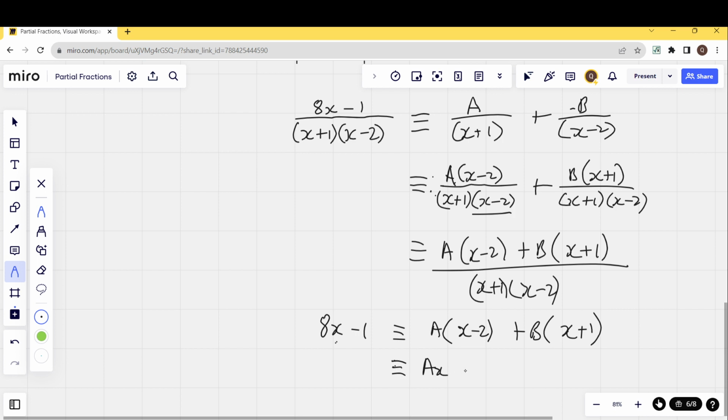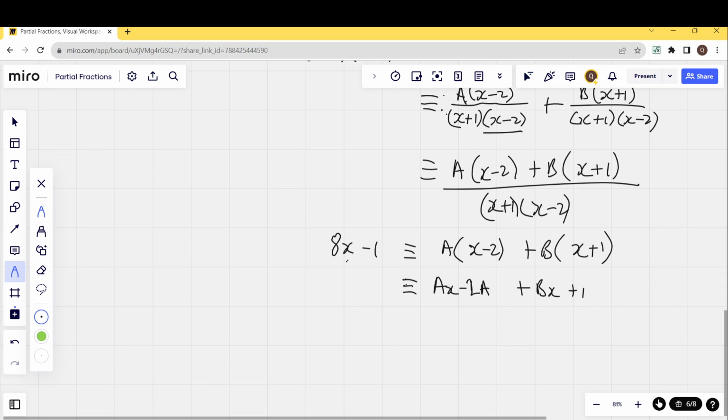So we have ax minus 2a plus bx plus b, and to make it easier to compare the x terms, we're going to separate out the x terms. So we have an ax and a bx, with all the non-x terms. So we have a plus b and we have a negative 2a.